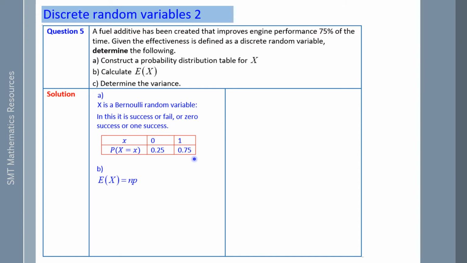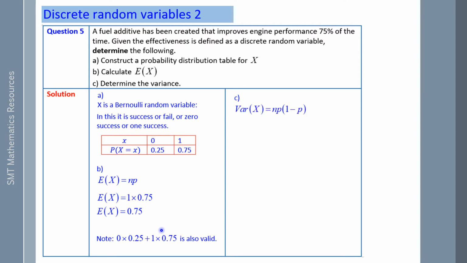The expected value is n times p. So that is 1 times our 0.75, which is 0.75. And here, you could actually work it out using the same methods using a table. 0 times 0.25 plus 1 times 0.75, which is still going to get you 0.75. The variance is NP times Q. N is 1, P is 0.75, and 1 take P is 0.25. So the variance is 0.1875.